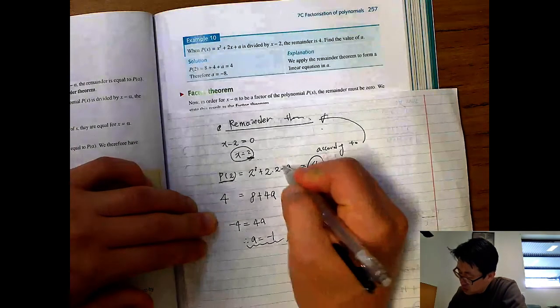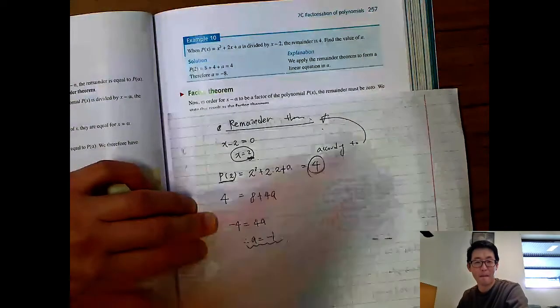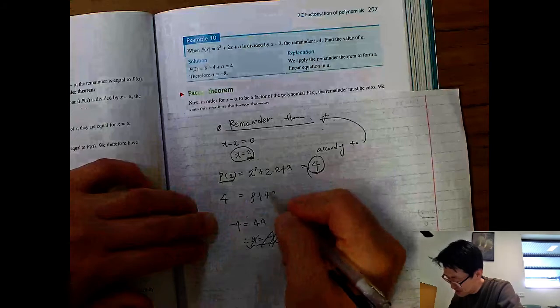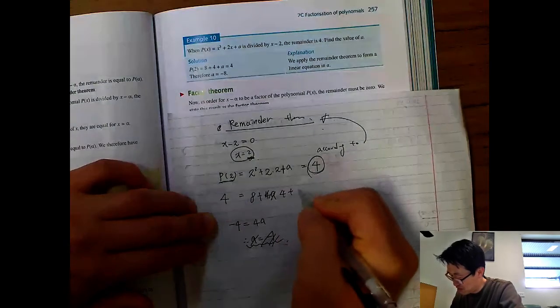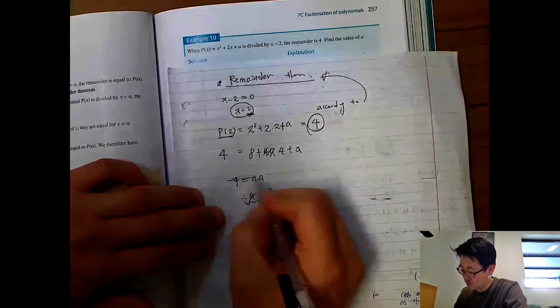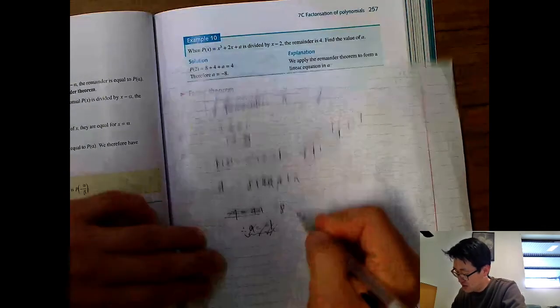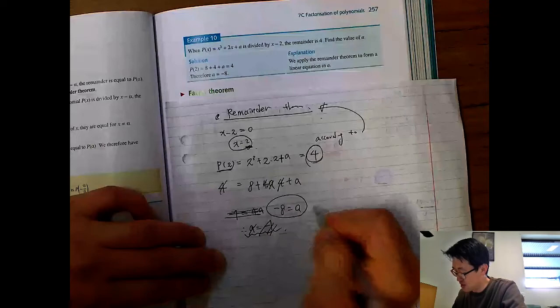Oh, this is plus, guys. Sorry. This is plus, not times. This is 4 plus a. Sorry, guys. Cancel that out. Minus a. A equals minus a. Correct.